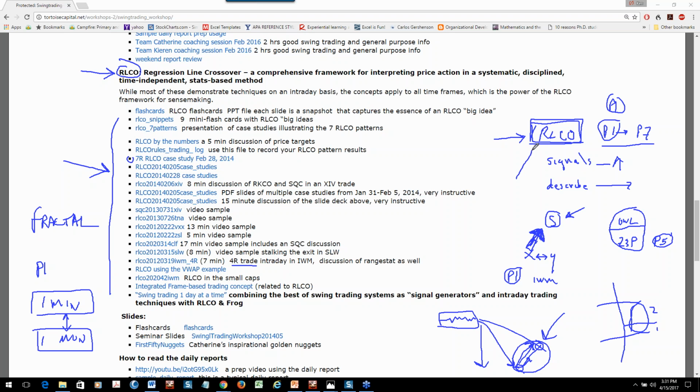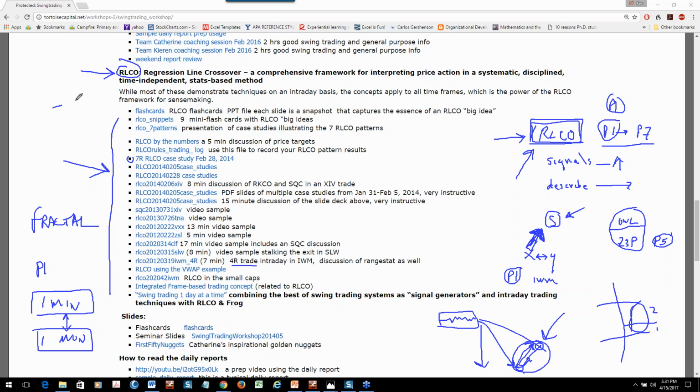So the RLCO framework gives us a very flexible, robust, math-oriented way of describing and structuring our view of price action. And so the fact that we can use math and that we can be flexible in time frames and that we can use this professional language all give us edges. These all give us an edge compared to the herd animals that are trading from the hip or can only trade one system or can only trade in one way. What we have is a flexible, robust, adaptive framework for making decisions.